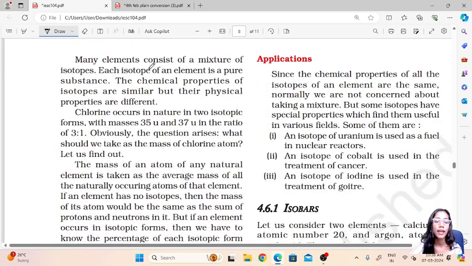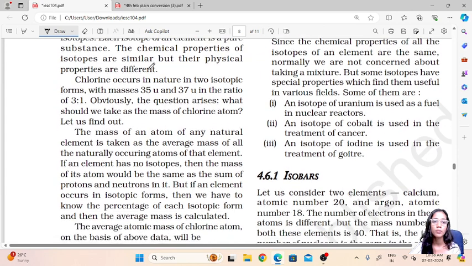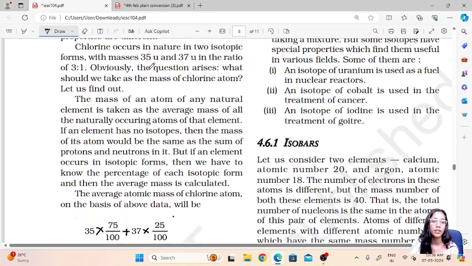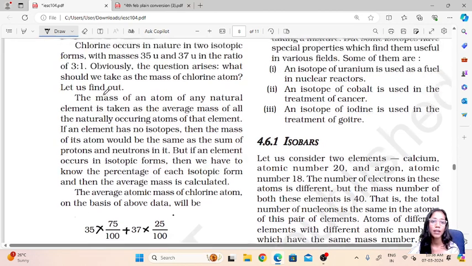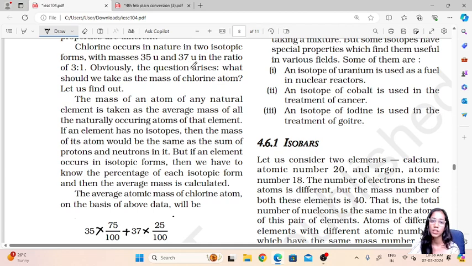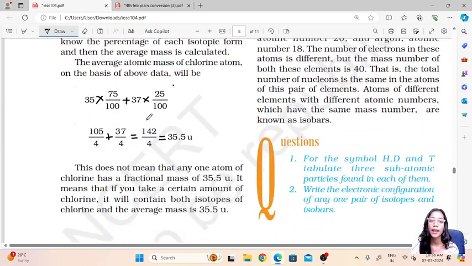Now, many elements consist of a mixture of isotopes. Each isotope of an element is a pure substance. The chemical properties of isotopes are similar, but their physical properties are different. For example, chlorine occurs in two isotopic forms, with mass numbers 35 and 37, in the ratio 3:1. Now what do we take as the mass of this element? Should it be 35 or should it be 37? That is the question. In such cases, an average is taken.